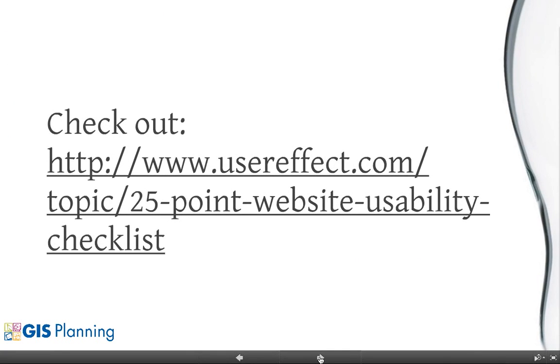Again, this is the URL if you want to make a note of this to refer back later on. Usereffect.com/topic/25-point-website-usability-checklist is something that you want to keep in mind when you go back and look at your own website.